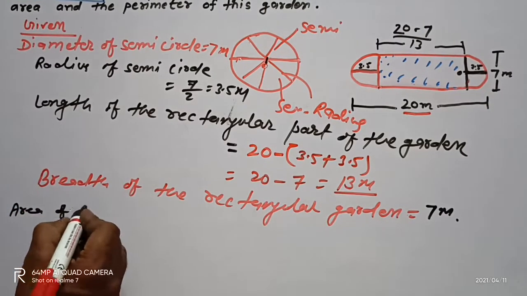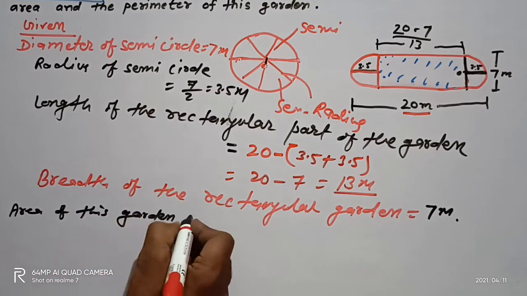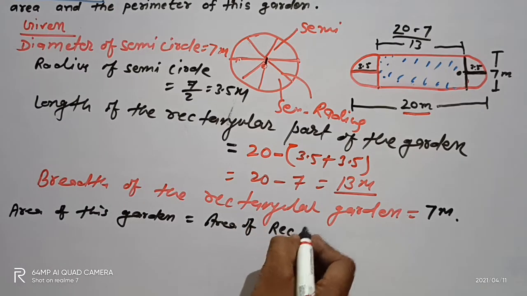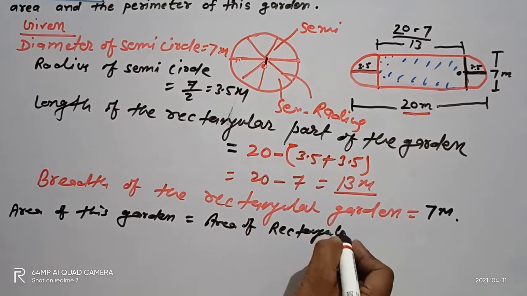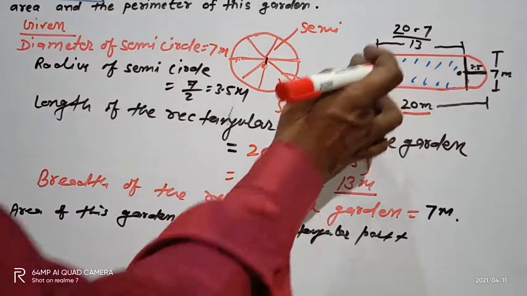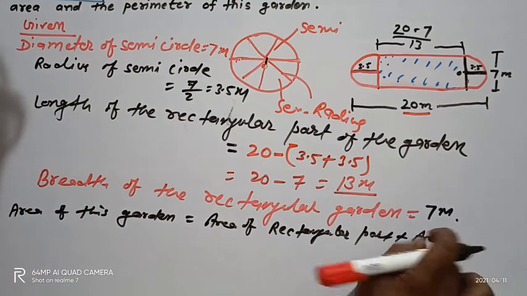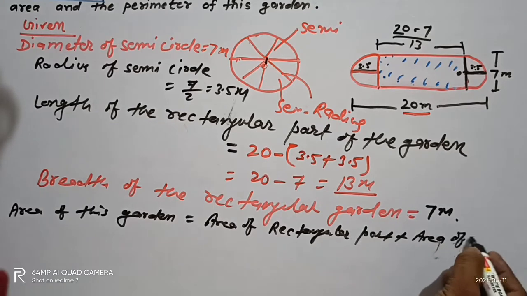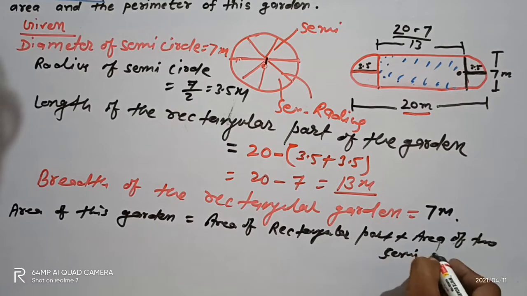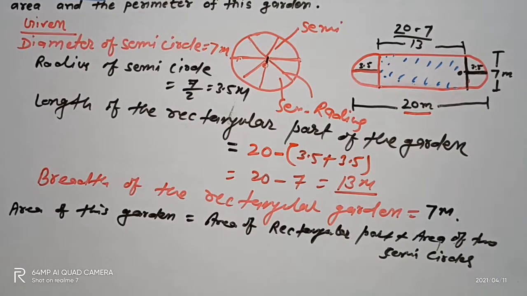Area of this garden will be area of the rectangular part plus, because two semicircles are there, area of the two semicircles. Okay, so what is the area of the rectangular part?